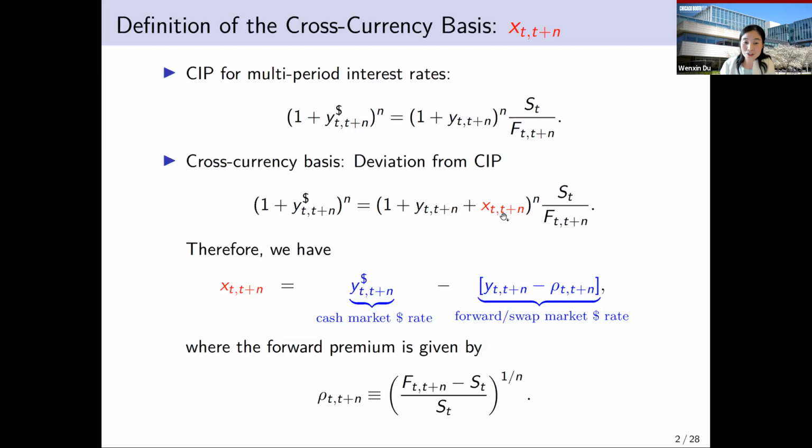If you write the wedge this particular way, essentially the CIP deviation, or the cross-currency basis, is the difference between two rates. They're both dollar rates, but they're different. One is the direct, or cash market, dollar interest rate. In this case, it's just the US dollar risk-free rate for N periods. And you have the synthetic dollar interest rate, by taking a foreign currency interest rate and essentially paying out the market implied forward premium to hedge, or to swap, that foreign currency interest rate into US dollar. And then you end up with this wedge.